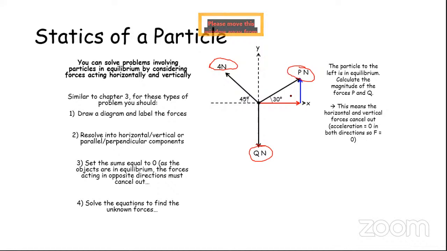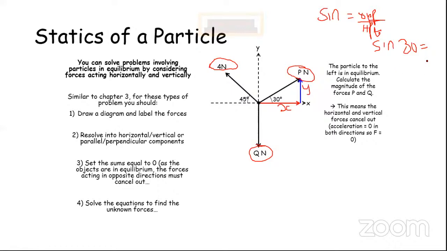So when we go back and borrow some knowledge of trigonometry, we know that sine of an angle is equal to opposite divided by hypotenuse. So here, when we get sine of 30, maybe if we call this one x and this one y, sine of 30 is opposite, which is y, divided by the hypotenuse, which is P. So when we multiply by P on both sides, our y would be P sine of 30.